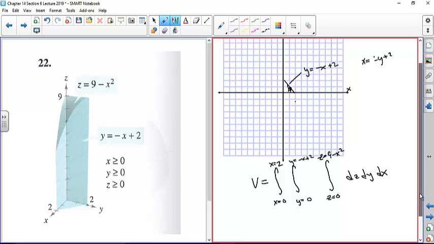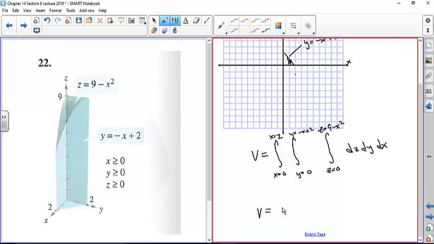So if you change that order, you'd have the integral from y equals 0 to y equals 2. So that's from here to here. And in this case, you'd have a horizontal rectangle. And then you'd integrate from x equals 0 to x equals negative y plus 2. And the last one would be the same. You'd integrate from z equals 0 to z equals 9 minus x squared. And it would be dz dx dy.